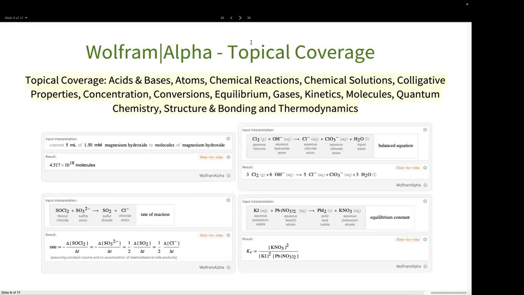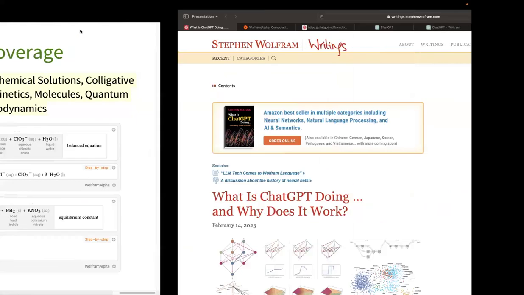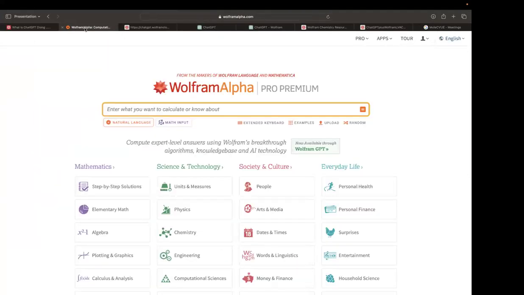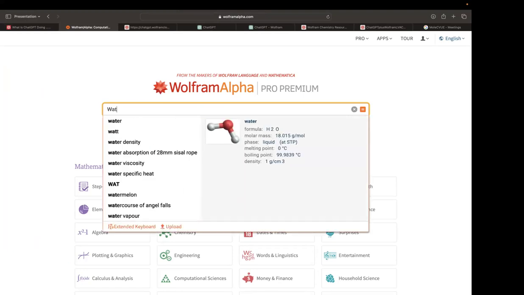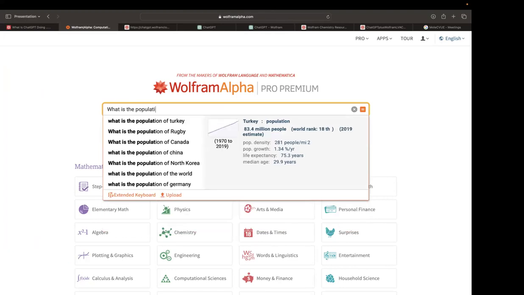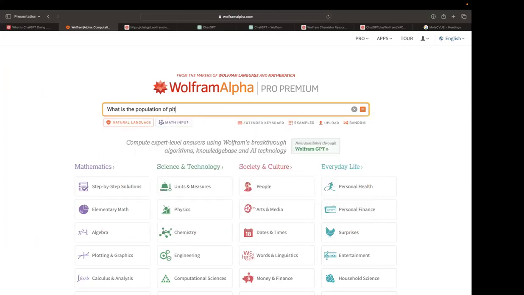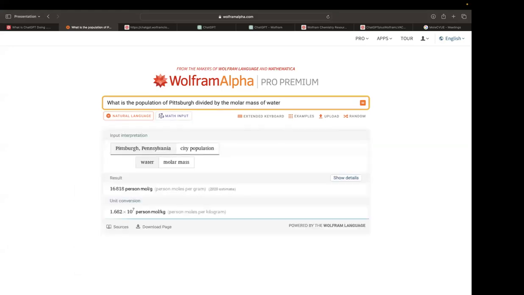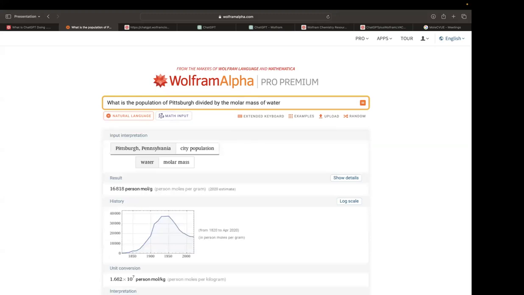So we'll start with Wolfram Alpha. As I said, it's a publicly available website. And I can switch over and it looks like this. So we can put in queries. What is the population of Pittsburgh divided by the molar mass of water? Because everybody was just dying to know what this was.